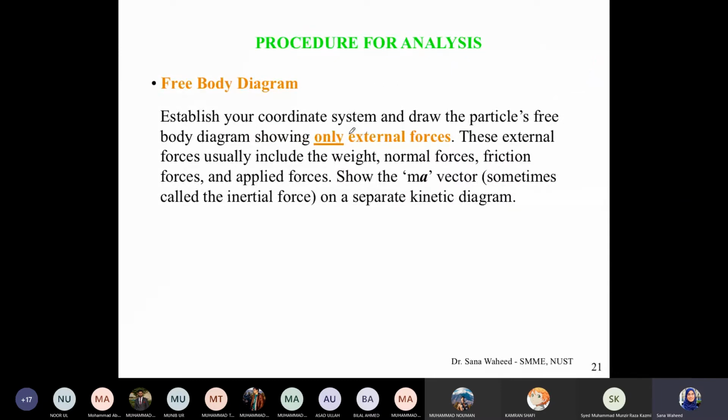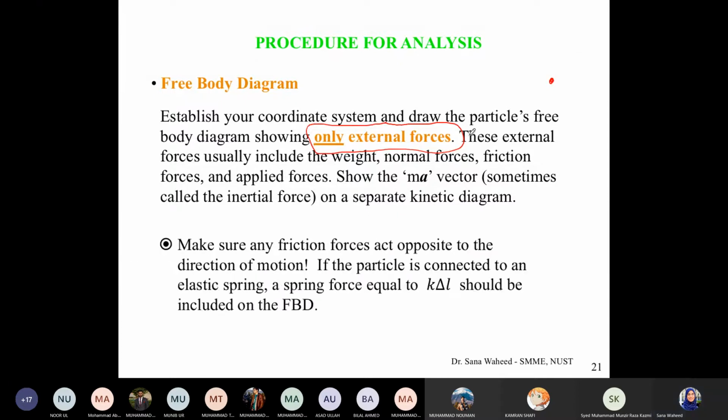Just one more. That's something that I've already just said, which is free body diagram, you only have the external forces. So please be careful about this. When we're talking about a system, only external forces. When we're talking about a particle, then all the forces on it will start to come in.